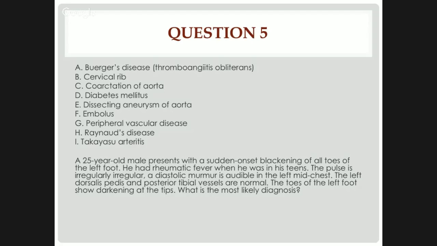So this person's got AF, and the most important thing here, he's 25 years old. He's young. He's been well. He's got sudden onset blackening of his toes. Now, the other reason it's not peripheral vascular disease is his dorsalis pedis and posterior tibial vessels are normal. So basically, all of this is suggesting that it's not peripheral vascular disease, and he's probably got an embolus because he's got atrial fibrillation. So now that we've gotten rid of peripheral vascular disease, what do you reckon it is? It's all right. This is a tricky question, and it's on one of the Monash exams that got released. So it's a Monash question.